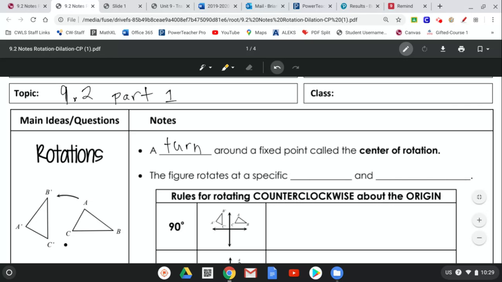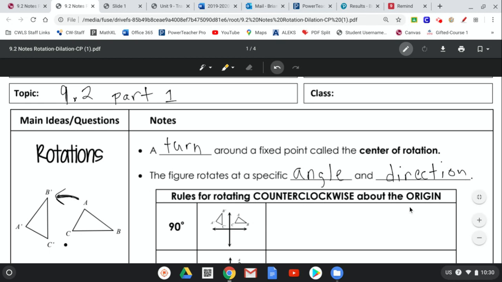So it's just a turn around a fixed point called the center of rotation, okay? So we have an object and we're just rotating it around the center, okay? So the figure rotates at a specific, and this is where we kind of get into some math lingo, a specific angle and direction, okay? So if you look over here, it's rotating at this angle, all right? And it's rotating toward the left or in a counterclockwise direction. So we're going to use counterclockwise and clockwise when we're rotating, okay?